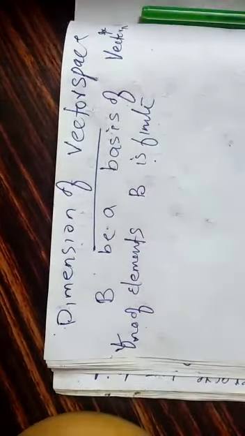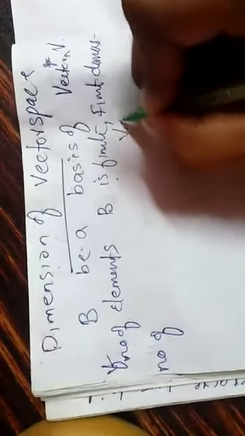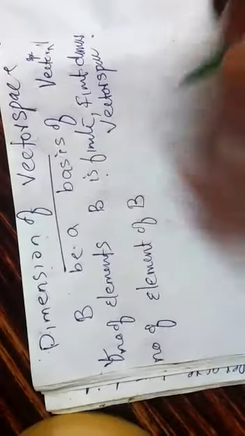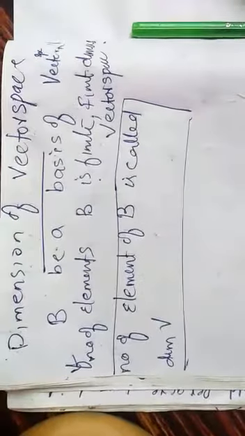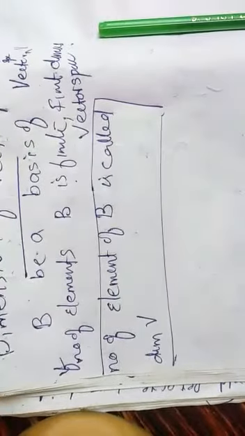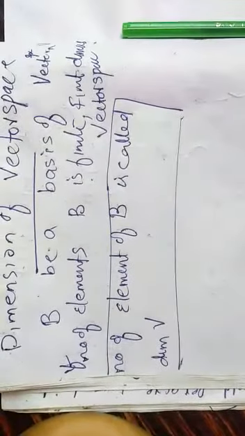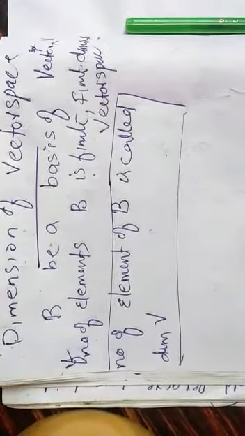And the number of elements of B is called the dimension of V. Dimension of V is the number of elements in the basis. That number is the dimension of the vector space.